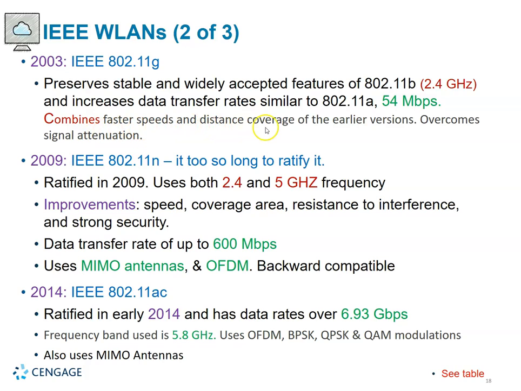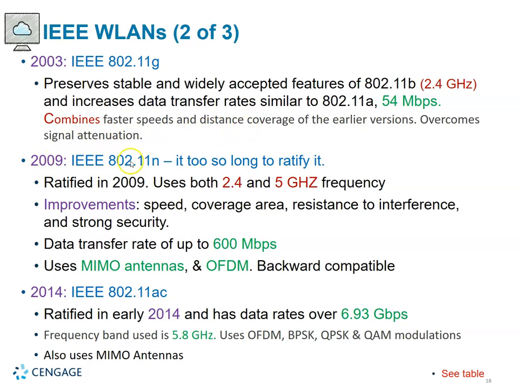So faster speeds and distance coverage of the earlier versions, and overcomes signal attenuation. Attenuation is just a fancy name that means that the signal degrades over time. It's like you only get 1 pip instead of 4 pips at a certain distance. So that's what's with signal attenuation. If you overcome it, then you're going to have 4 pips even at the greater distances.